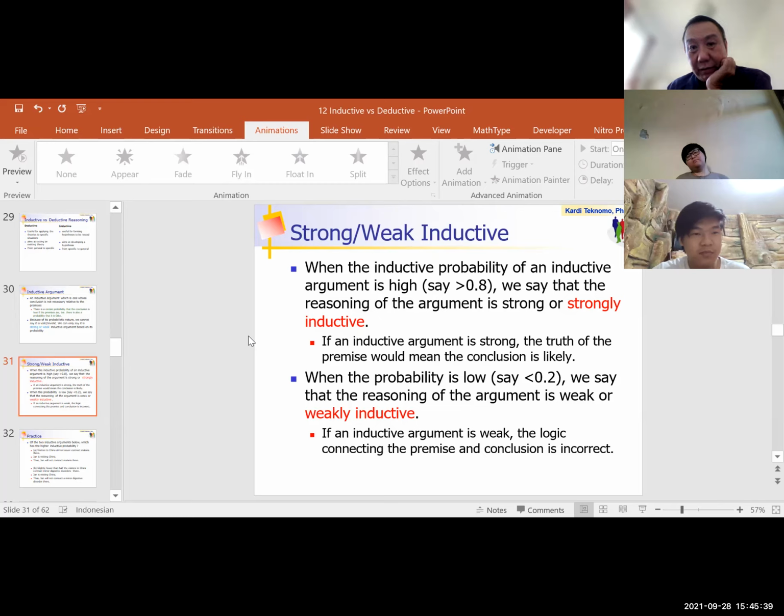What happens if the probability is between 0.2 and 0.8? It's not strong nor weak. It's mediocre. Yeah, we don't know.